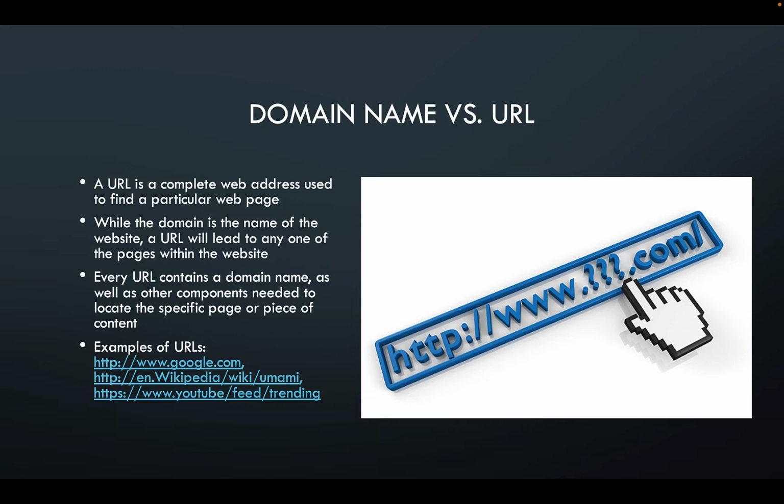So some more examples. Again, that's google.com, which is the landing homepage. And then an example for Wikipedia would be a particular Wikipedia page on umami. And then here I've got the trending feed for YouTube. Those would all be different URLs that are part of that domain.